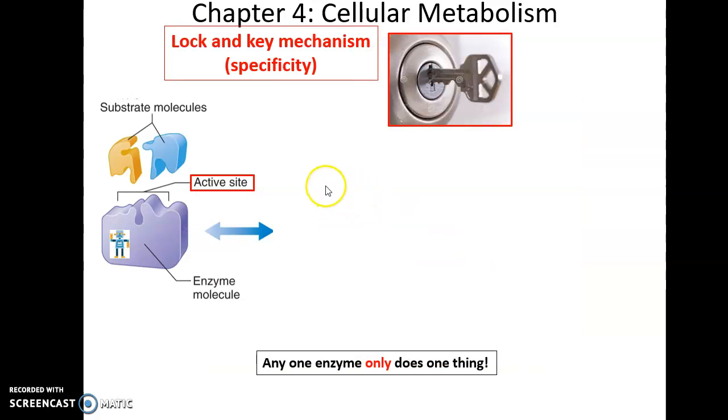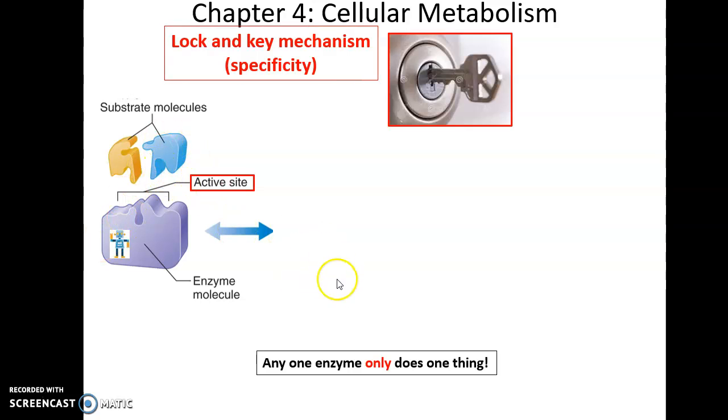And again, they do this via specificity. They have an active site that is specific for a specific substrate or substrates, and that is it. And enzymes only help with one chemical reaction, so they only do one thing. They're like little robots with one job and only one job.